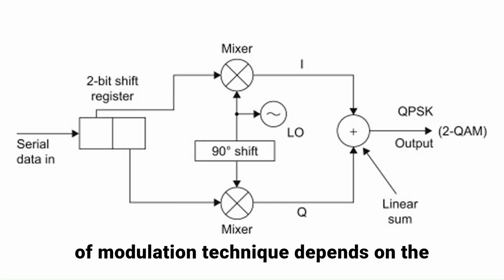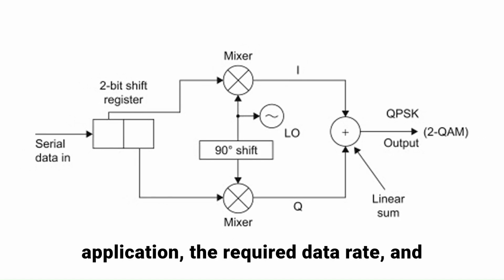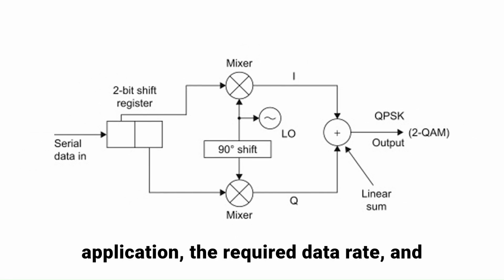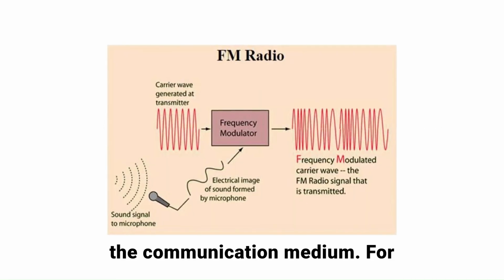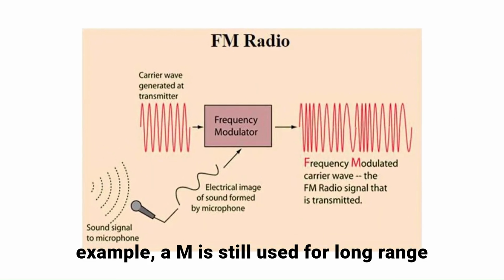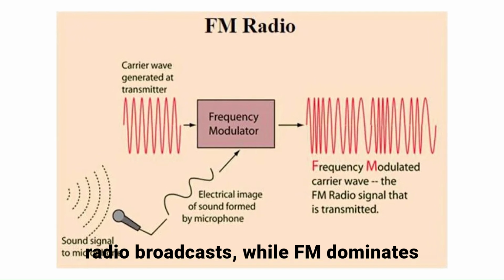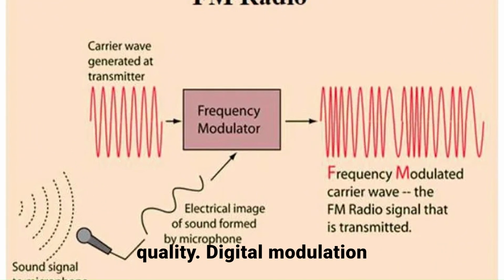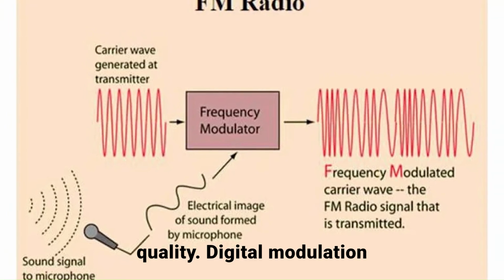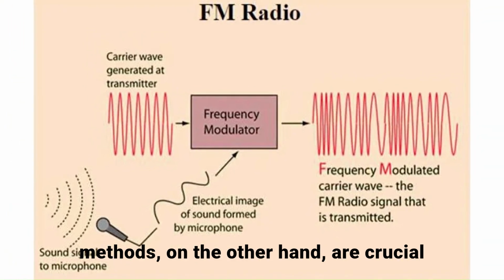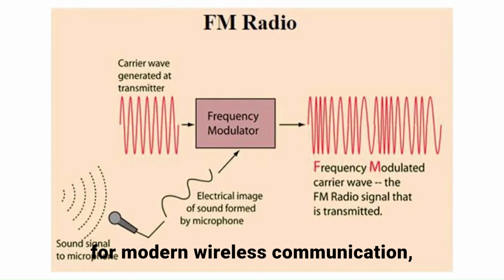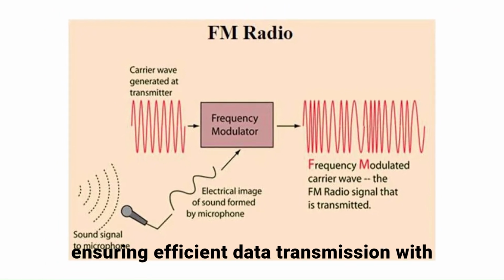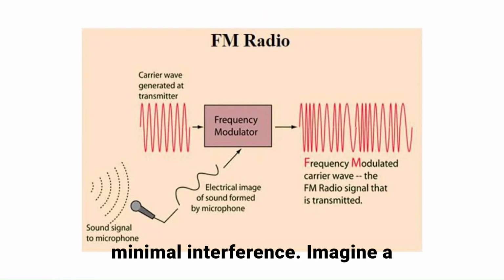The choice of modulation technique depends on the application, the required data rate, and the communication medium. For example, AM is still used for long-range radio broadcasts, while FM dominates audio transmission due to its superior quality. Digital modulation methods, on the other hand, are crucial for modern wireless communication, ensuring efficient data transmission with minimal interference.